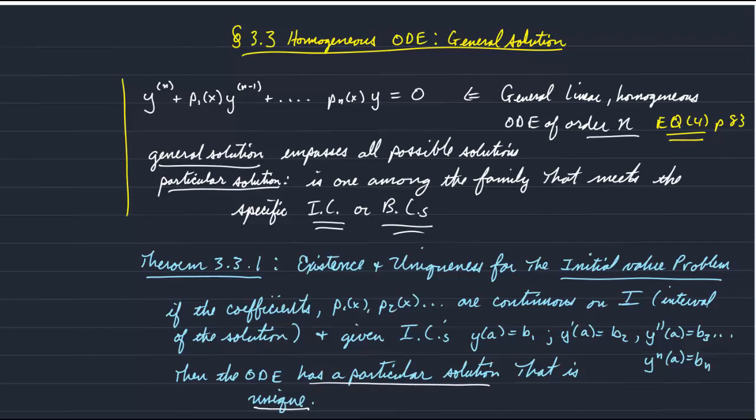And by unique, that means that there is only one solution, one combination of values of the relevant integration constants that satisfies this one initial condition. And so this theorem, again, is the statement about the uniqueness and existence of a solution for an initial value problem.